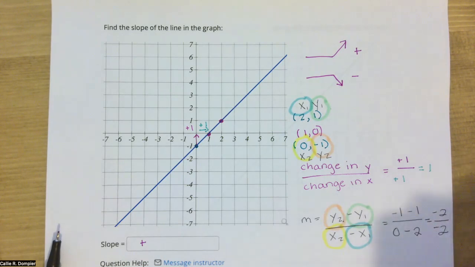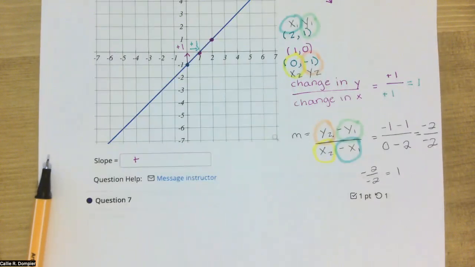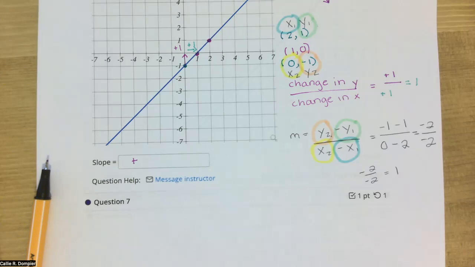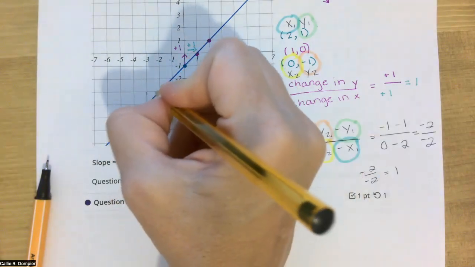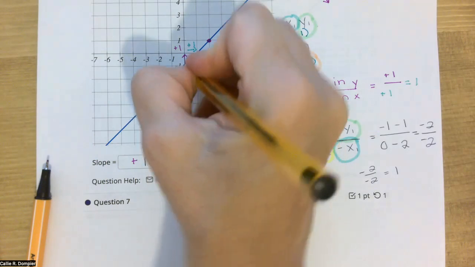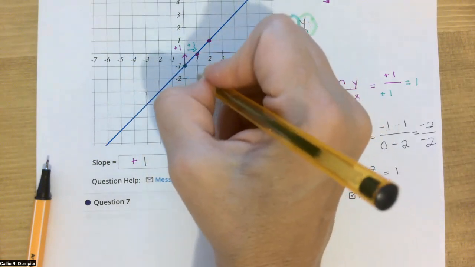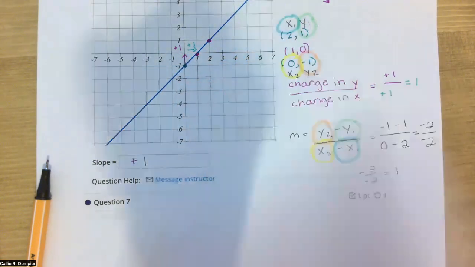Negative 2 divided by negative 2 is going to equal 1. Why? Because a negative divided by a negative definitely becomes a positive. Two negatives make a positive, and anything divided by itself is 1. So my final answer is a slope of 1. Up 1 over 1, up 1 over 1. If it was going the opposite direction, down 1 over 1, down 1 over 1, that would be a slope of -1.